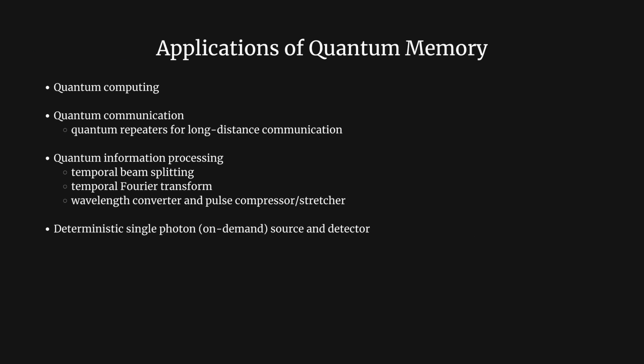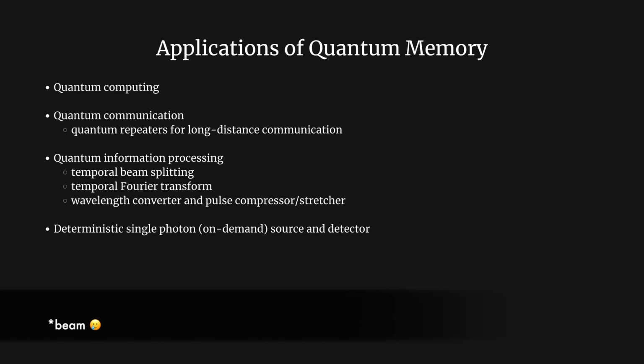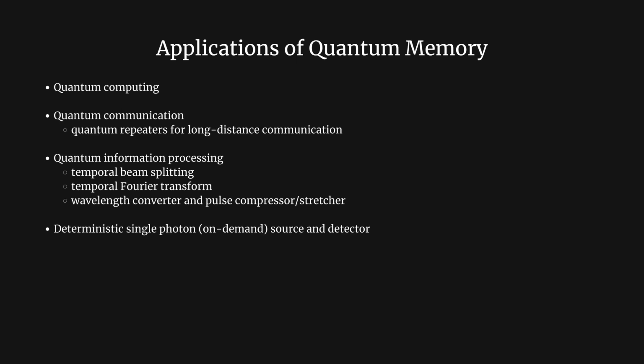Finally, here are some applications. An application in the long term would be to use it as a memory for a quantum computer. They can be used as quantum repeaters to mitigate the loss due to fibers in long distance quantum communication. There are a lot of applications in quantum information processing like temporal beam splitting, like temporal Fourier transform, which was recently demonstrated using GEM. Another important use is that they can act as a deterministic single photon source and detector, which has a wide variety of applications.